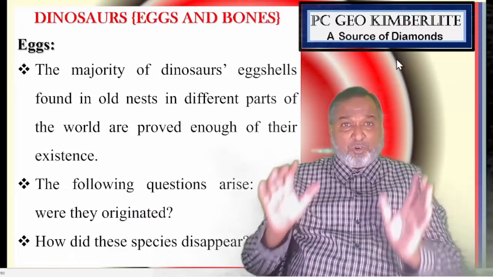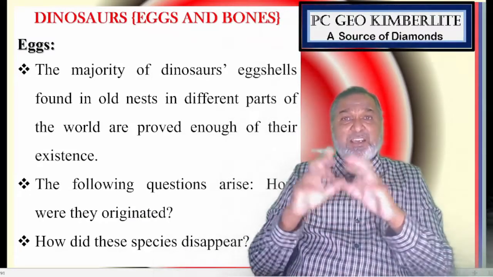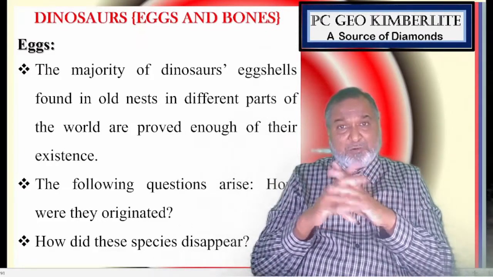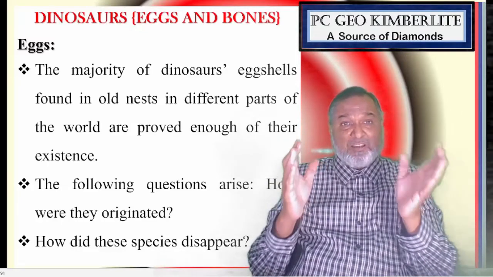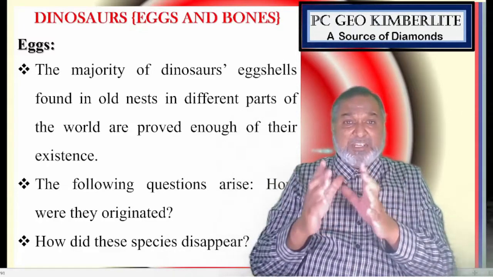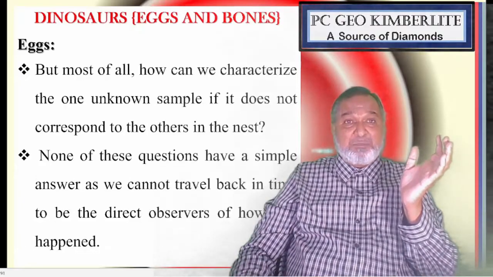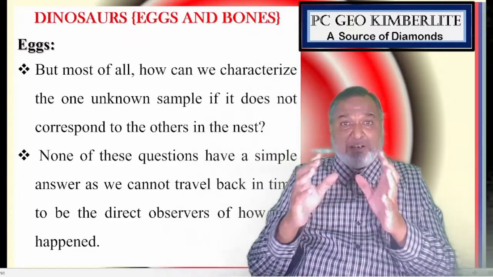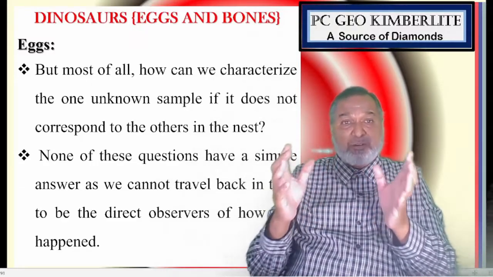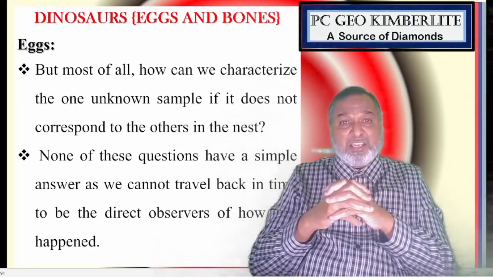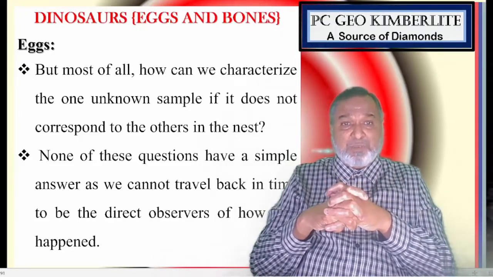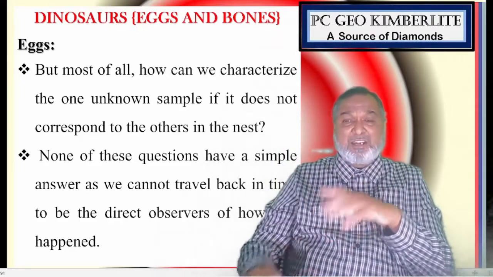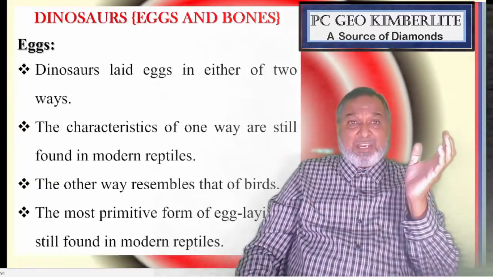The majority of the dinosaur eggshells found in old nests in different parts of the world are proof enough of their existence. The following questions arise. How did they originate? How did these species disappear? But most of all, how can we characterize an unknown sample if it does not correspond to the others in the nest? None of these questions has a simple answer, as we cannot travel back in time to be direct observers of how that happened.